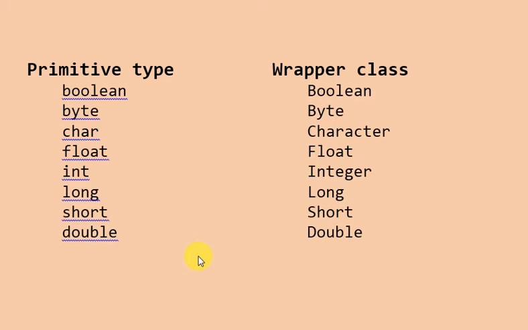You're already familiar with lots of primitive types and you have already used them in your codes, like boolean or byte or int, double. We have used all these primitive types in lots of codes.